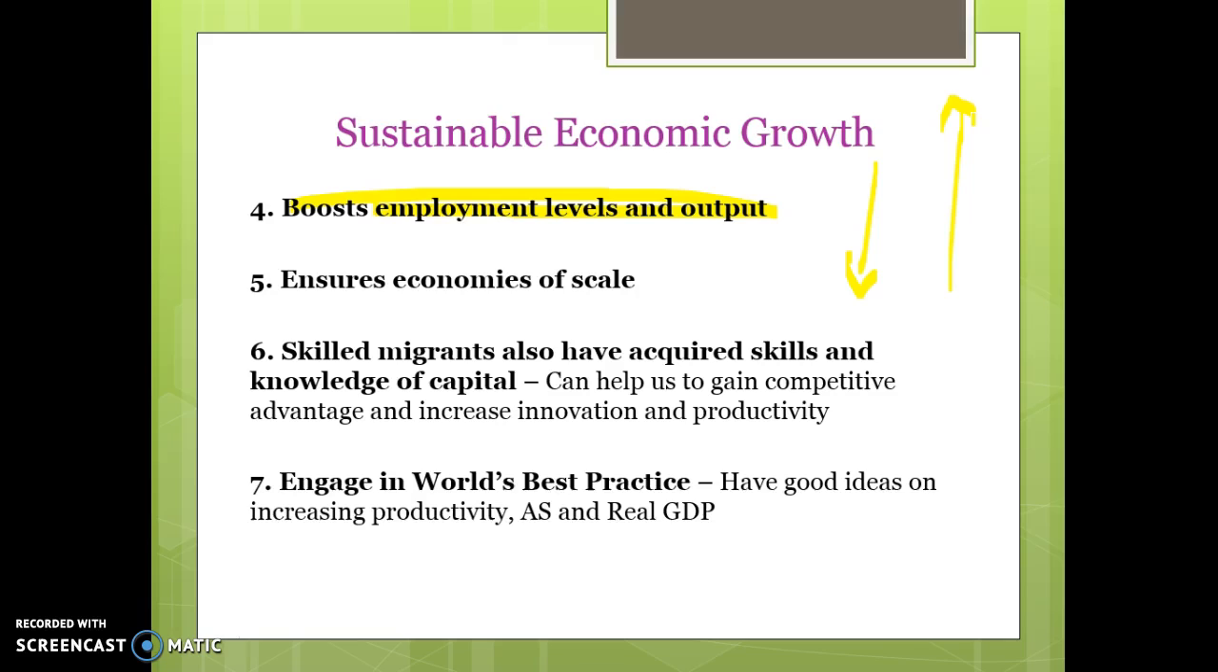With skilled migrants, it's also really important that you're not ignoring the fact that they often come with select skills and select knowledge of the market. The fact that they come here, that they're productive, and that they're good at what they do helps us to gain a competitive advantage, because they may be more productive in a sense than our workers. It also helps us to engage in world's best practice, because some of these migrants will have ideas on the best ways to go about doing things, which will boost productivity as well. So they're all key things you want to be touching on.